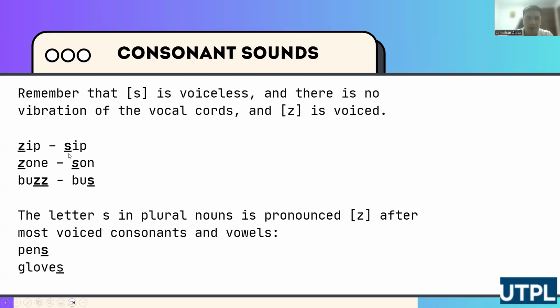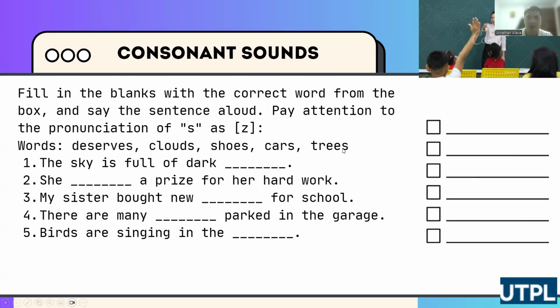For example, zip and sip, zone and sun, buzz and bus, okay? And also this S in plural nouns is pronounced like Z after most voiced consonants and vowels. For instance, we have pen, pens, glove, gloves, tree, trees, and so on. So the exercises that I prepared for this is the following.